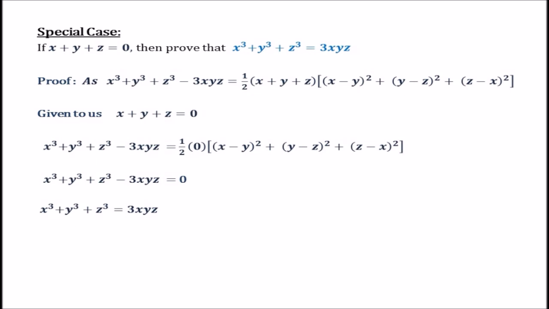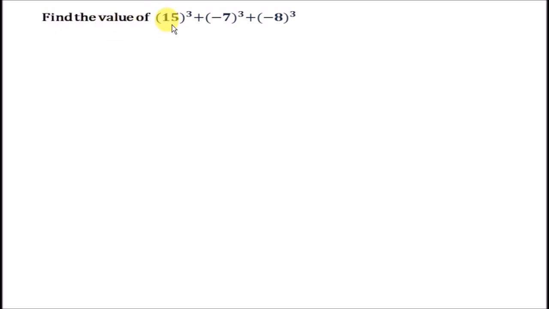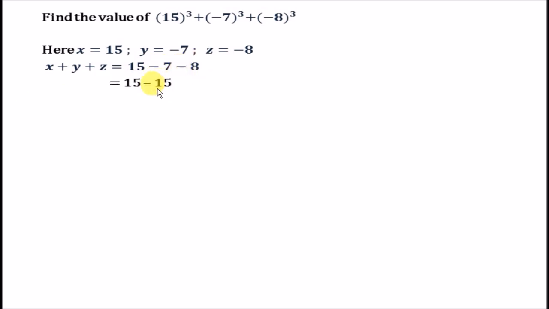Now let's solve some questions. The first question, we need to find the value of 15 cube plus minus 7 whole cube plus minus 8 whole cube. Here we have x equals 15. In place of y we have minus 7 and z equals minus 8. The sum of the numbers, x plus y plus z, equals 15 minus 7 minus 8. 7 plus 8 will be 15. 15 minus 15 is equal to 0. So the sum of the three terms is equal to 0. That means we can use the special case.